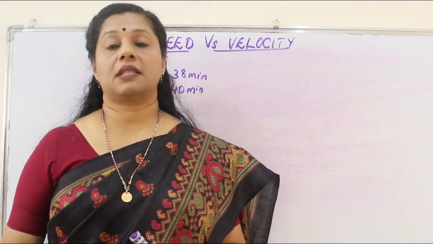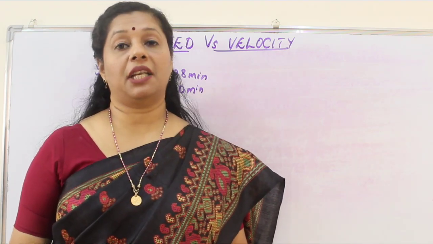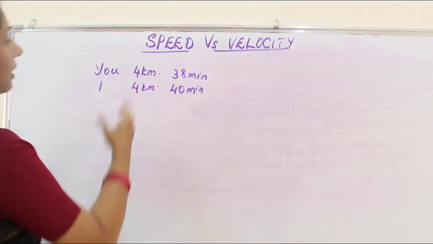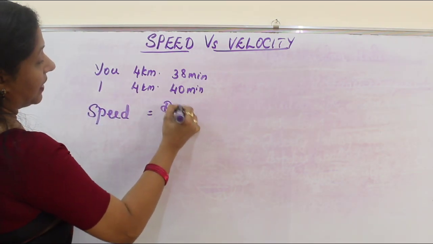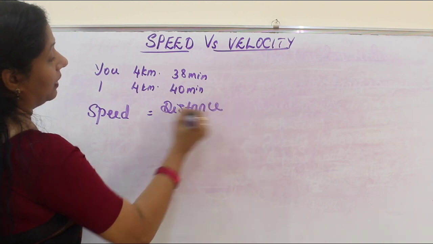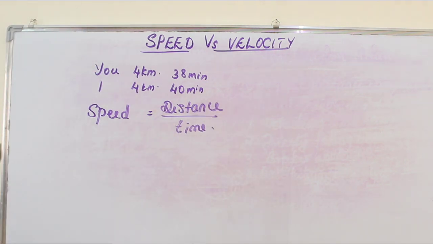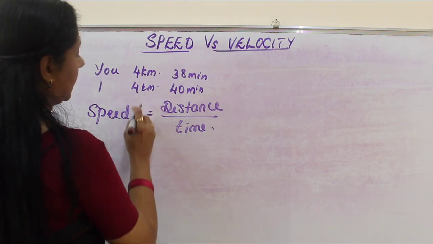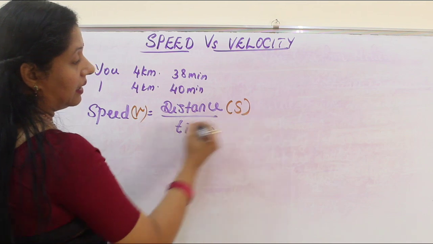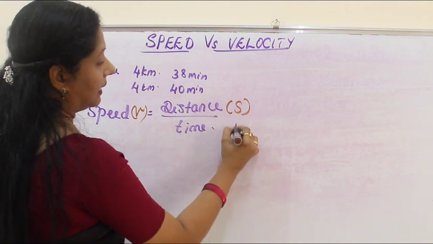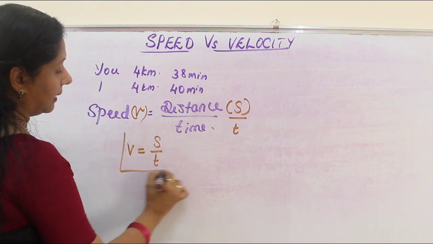So suppose if you jog, you may finish the same distance in an even lesser period of time. So when we talk about the distance, speed is distance travelled upon time. So total distance, how much you are travelling per time, is speed. So speed can be represented by the letter V. So distance travelled we already learned, it is represented as S and time is T. So we can say V is equal to S upon T.